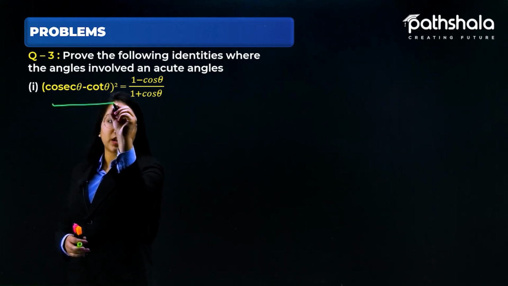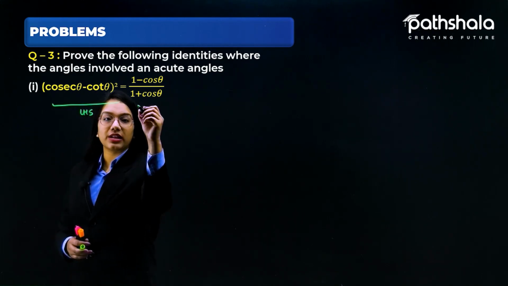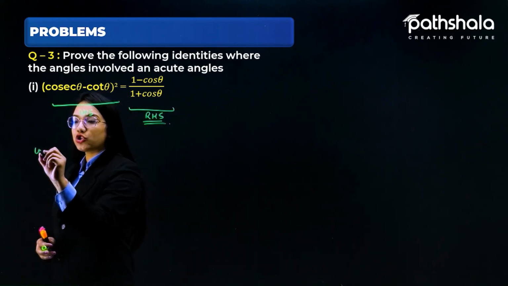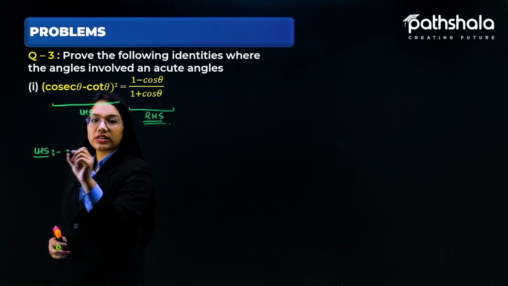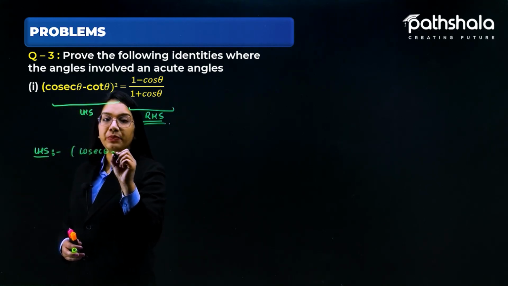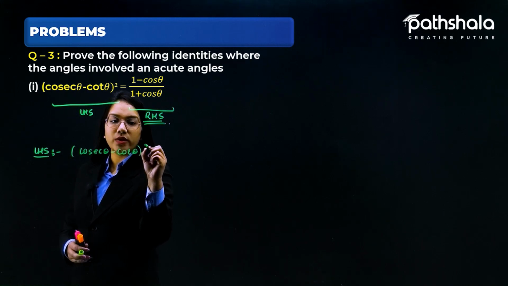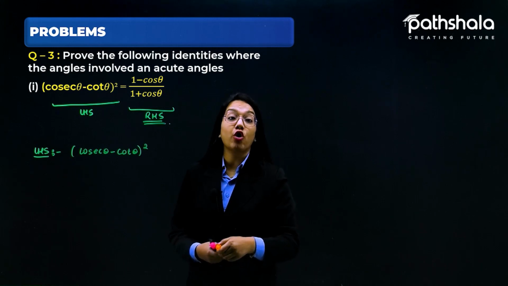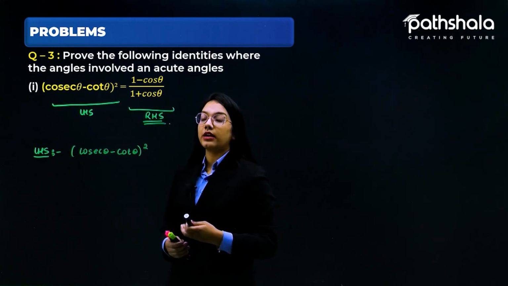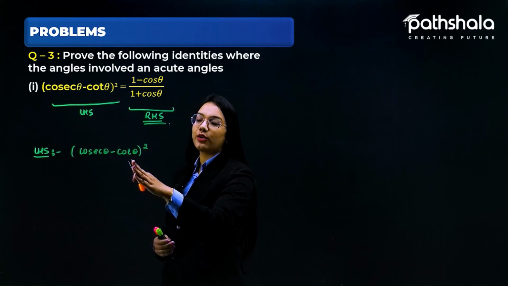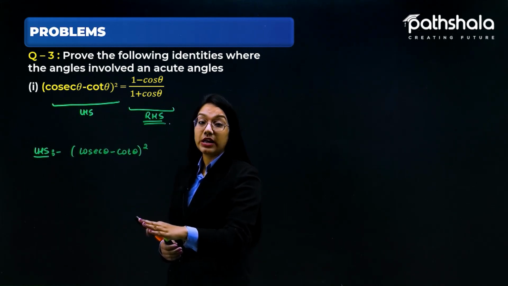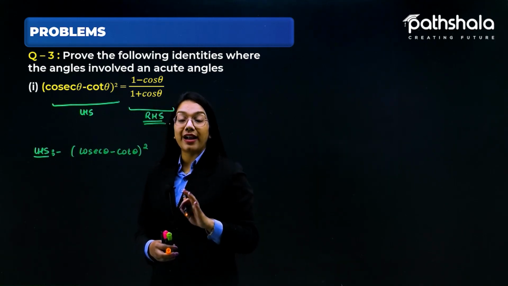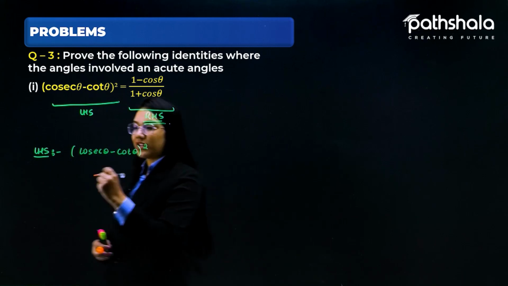Let us suppose I'm taking this one as LHS and this one as RHS, and from the LHS I'm moving toward the RHS. The LHS says it is (cosecant theta minus cot theta) whole square. As you can see, we have the RHS in the formation of cos, which means we have to reduce this particular formation into the formation of cos. So let us convert cosecant theta into the formation of sine, and cot into the formation of sine and cos. Let's start the conversion.